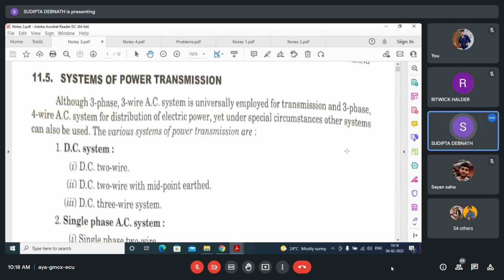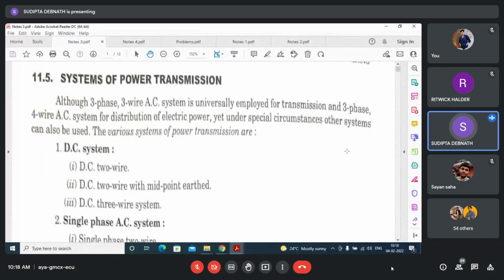Okay, I will let you know. Anyway, so systems of power transmission. There are two types of transmission. First, DC and AC, all of you know, broadly classified. It can be DC and AC, and you have seen that HVDC transmission.